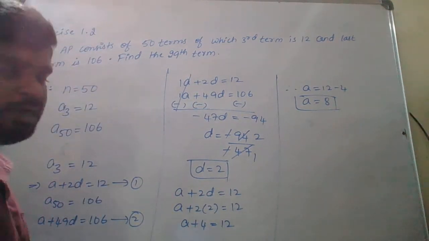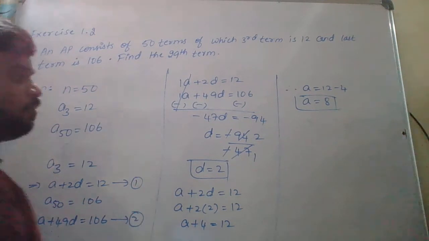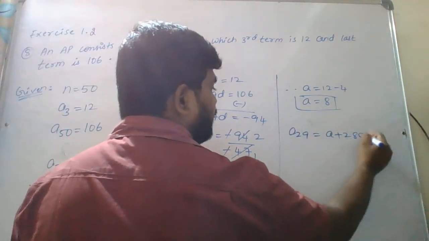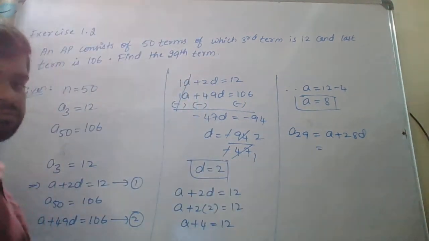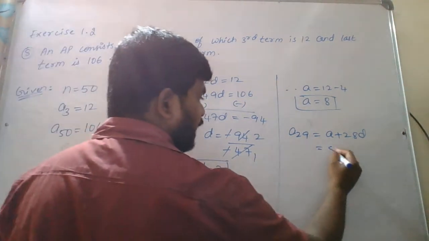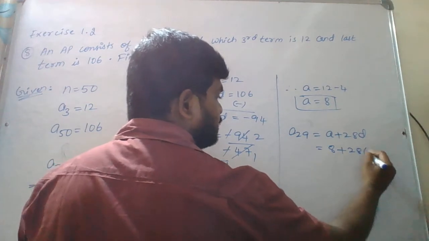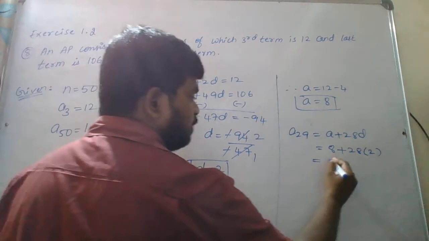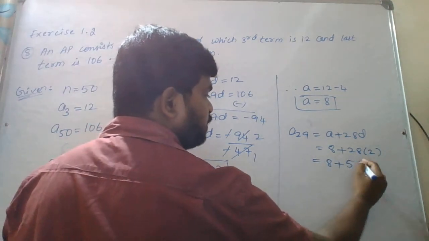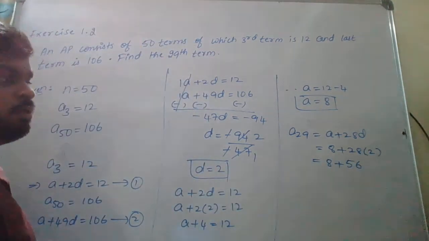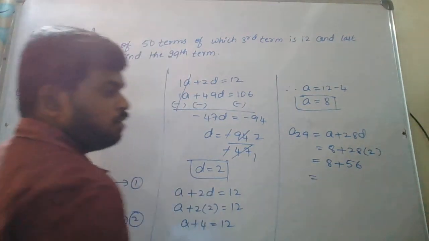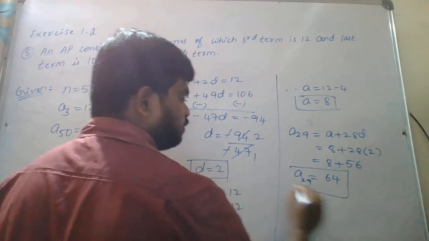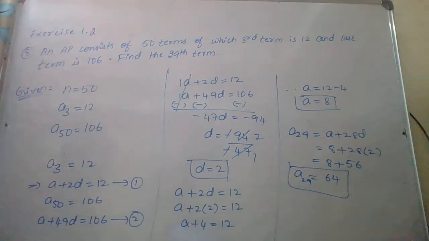Once you get the value of A and D, you can find any term that you wish. We need the 29th term. So the 29th term is given by the formula A plus 28D. So A is 8 plus 28, D is how much? 2. Isn't it? So 8 plus 28 2s is 56. Therefore, the 29th term is 8 plus 56, which is 64. Yeah, I hope this is clear.